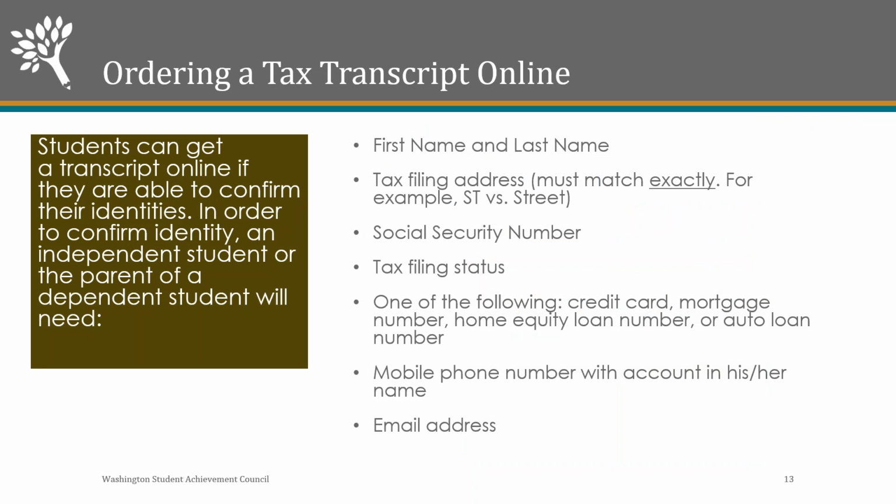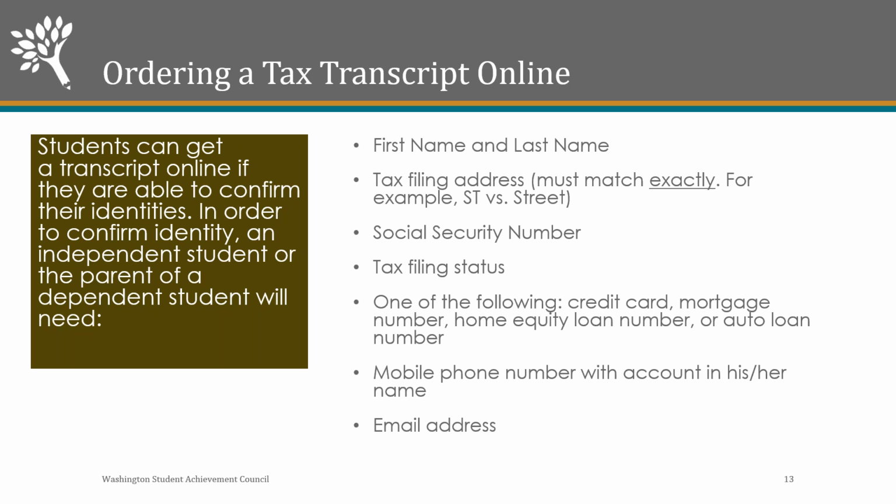So if you're using the online tax transcript system, you're going to need your first and last name. You're going to need the tax filing address, and it has to exactly match what was on the taxes. So if you used ST instead of street and you put street in, it's not going to come up as a match. It has to be exactly from the taxes. You're going to need your Social Security number. You'll need the tax filing status.